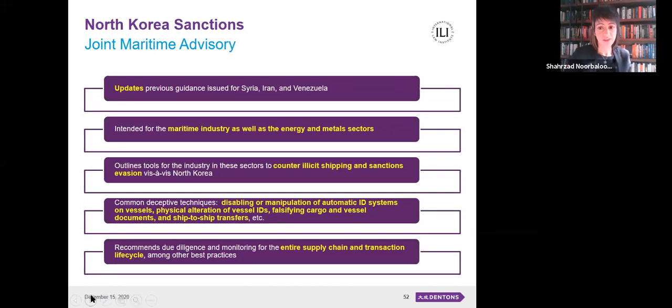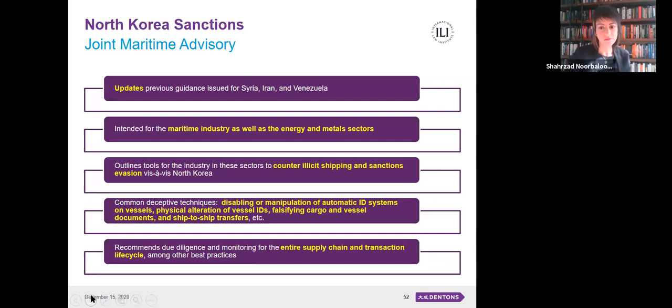Finally, in another joint advisory from the Department of Treasury, State, and the United States Coast Guard, the U.S. provided additional guidance to address illicit shipping and sanctions evasion practices with respect to North Korea. This advisory updates previous advisories and is targeted at the maritime, energy, and metal sectors, and intends to provide additional information and tools for the industry in the sector to counter illicit shipping and sanctions evasion.